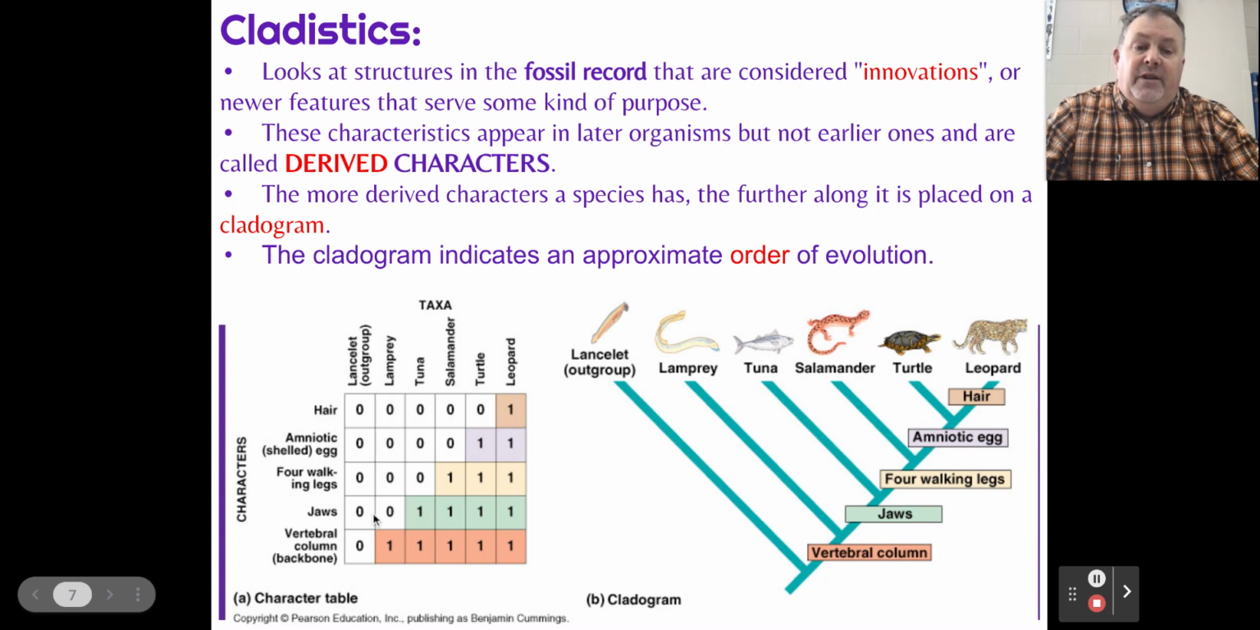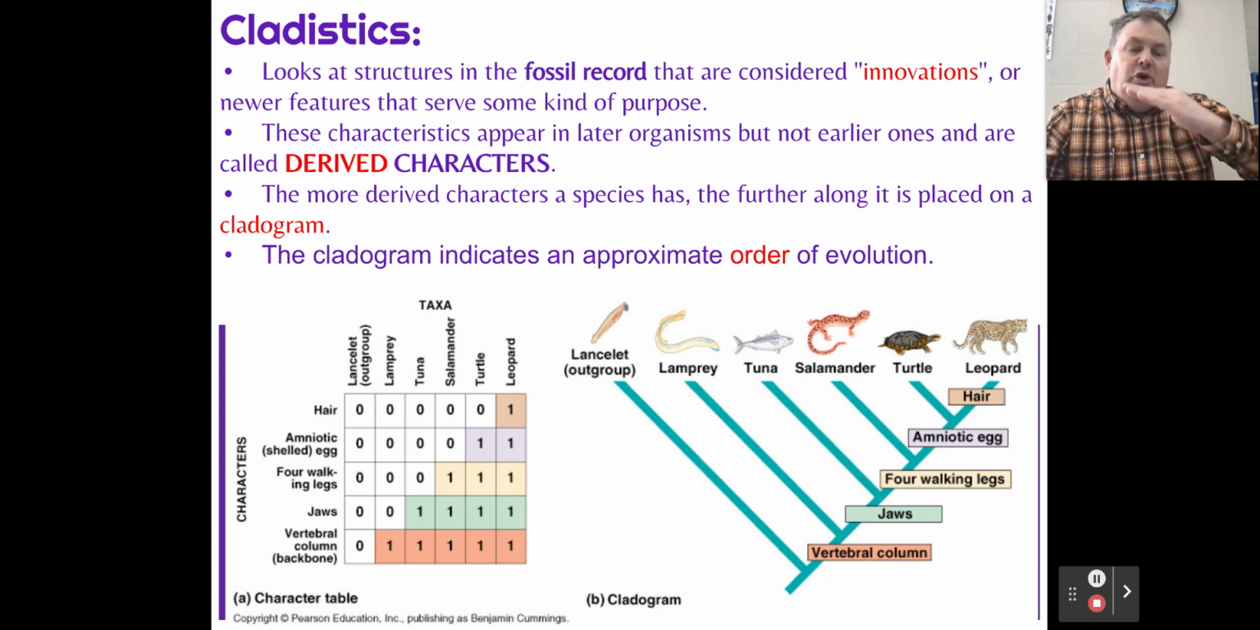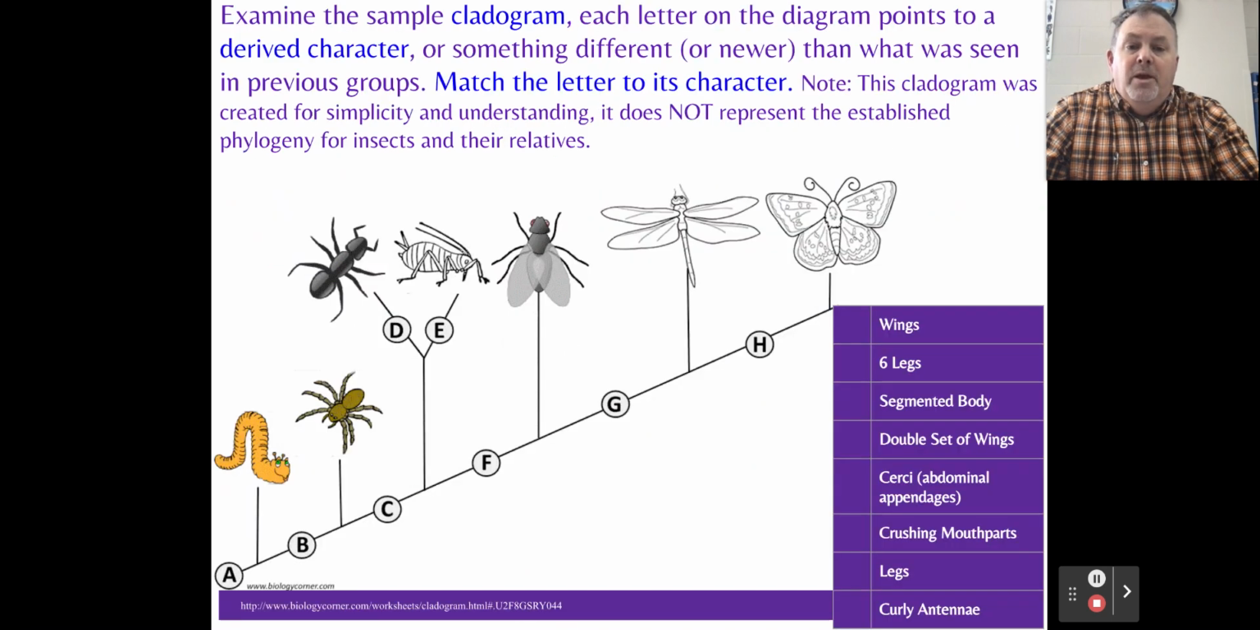We see jaws developed in the tuna. And then we see some of the organisms that are walking on land, these four-legged walking structures that the salamander, the turtle, and the leopard all have. So again, we're just showing you the relationship that exists and some of these innovations that allow these organisms to exist. But they all have some similarities, and some of these innovations are differences.